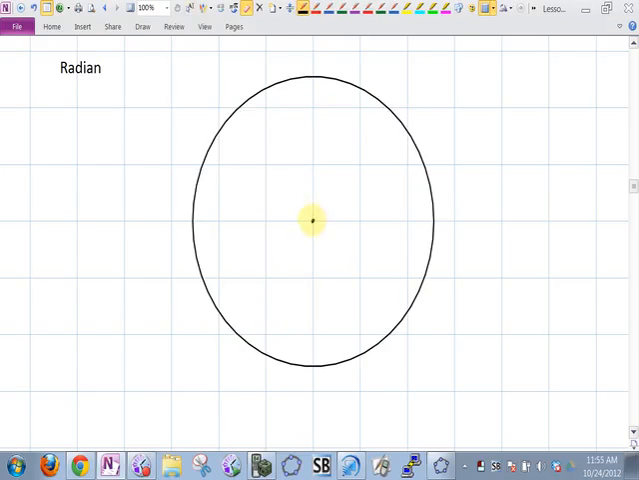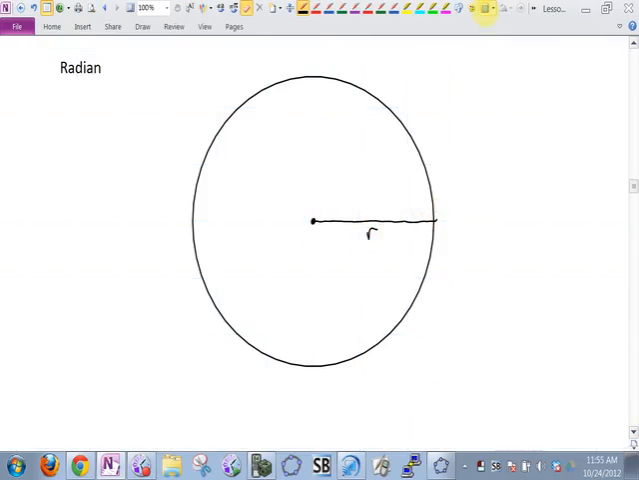So are we going to do the circle with the radius of 1? We're going to do a circle with radius r. Okay. Here's a circle with radius r.